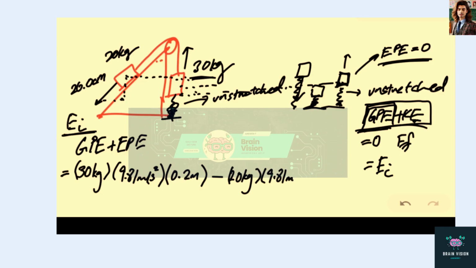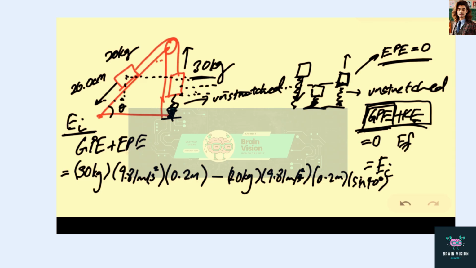So 20 times 9.81. But what is the h? Well, the height is the perpendicular distance, so we take the angle theta, take sine theta multiplied by 20 centimeters. So this is 0.2 meters times sine 40 degrees. We're given that the angle it makes is 40 degrees.